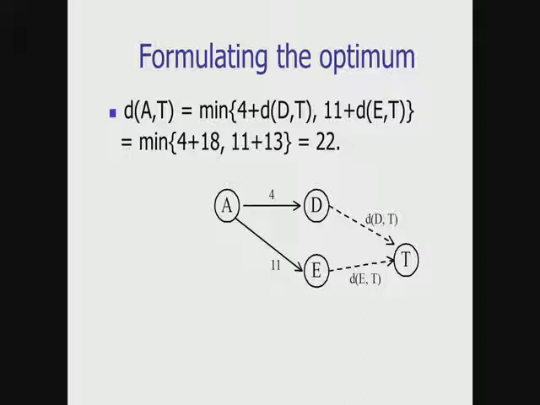Now for the distance from A to T, the relevant part of the graph is shown here. The distance from A to T is given by the minimum of 4 plus the distance from D to T and 11 plus the distance from E to T, where D and E are the only neighbors of A.